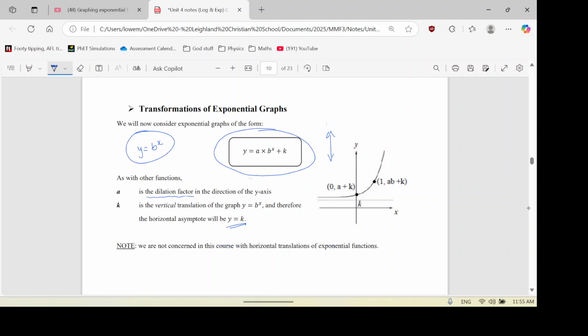Now, it says here that we're not concerned in this course with horizontal translations. That is not exactly true. It possibly means that we could have a horizontal translation. What we would notice then is that we would have y equals b to the power of x, minus or plus some value h in the power. The plus k on the end here is a vertical translation, but if we've got our x plus or minus some number here in the power, then that's going to shift our graph left or right. If it's minus 5, say, it's going to shift it to the right 5 units. If it's plus 5, it's going to shift it to the left 5 units, just like we've seen with other functions. So keep that in mind.